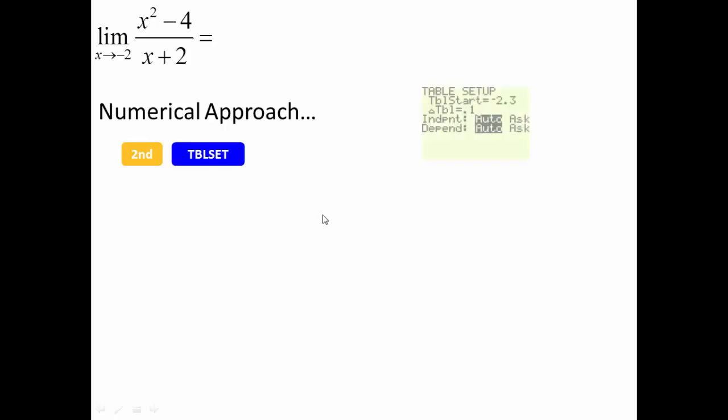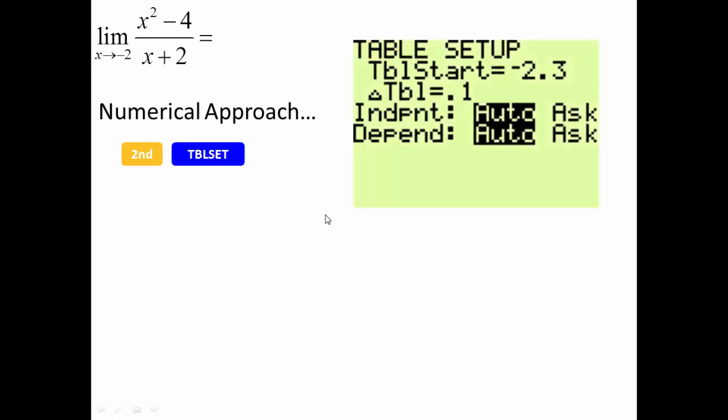Another option would be numerical. When I say numerical, I'm referring to a table of values. Of course, we could do a table of values by hand, picking x values close to -2, plugging in and evaluating, but we have our calculators. Let's use our calculators. Simply hit second table set. That's going to get us to our table setup menu.